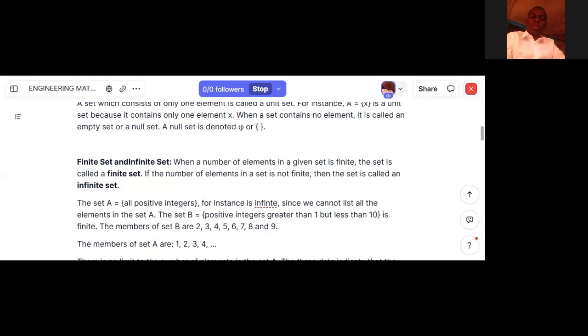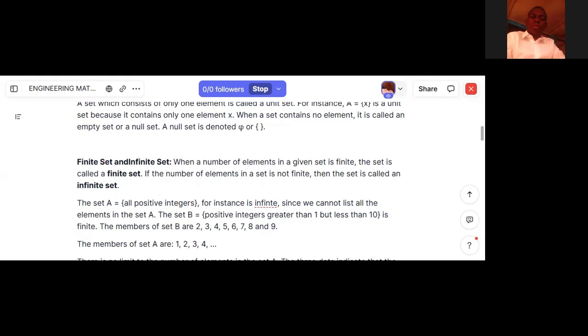All right, definite. For instance, say A contains integers 1 to 10. All right, we can easily list these integers out: 1, 2, 3, 4 to 10. The number of elements in set A is definite. We can easily list them out.